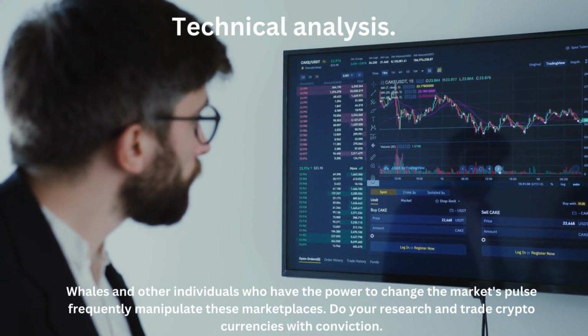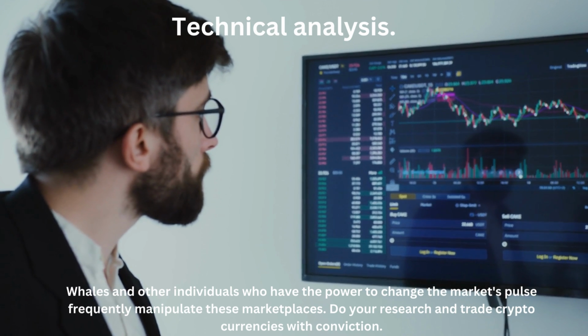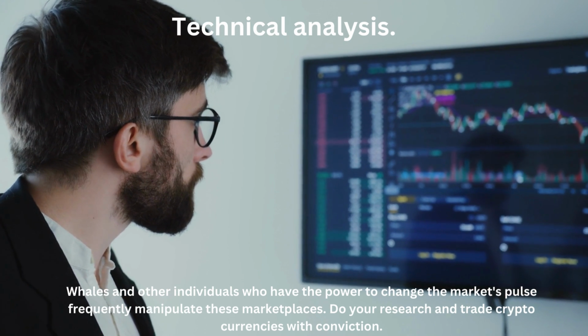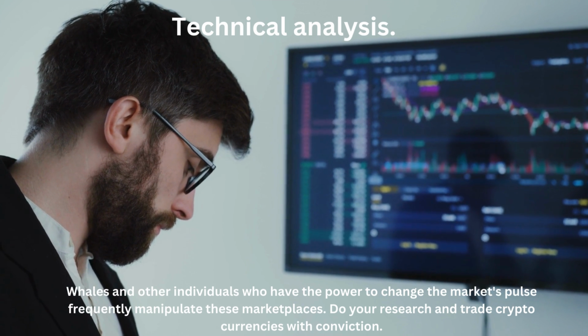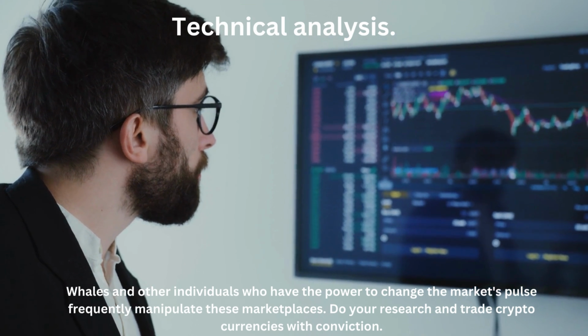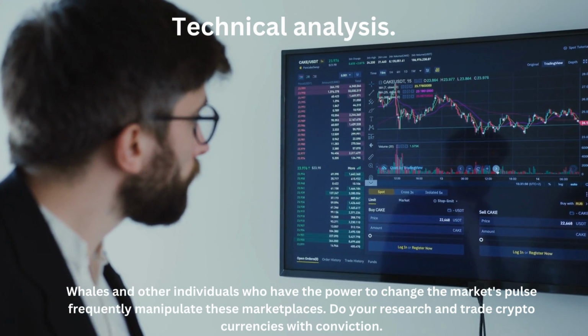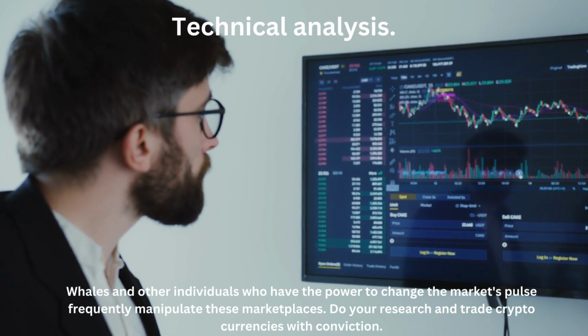Technical analysis. Technical analysis, or TA, is a technique for forecasting price movement by examining historical market data, especially price and volume. Here are some fundamental macro and micro-level tools, though a trader could utilize a wide range of TA indicators, varying in complexity.